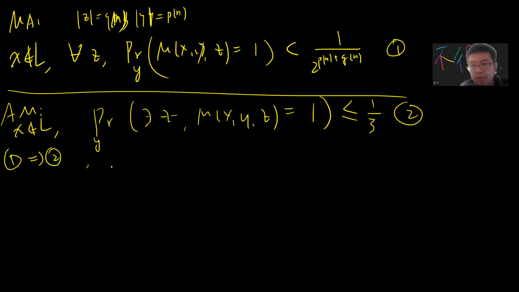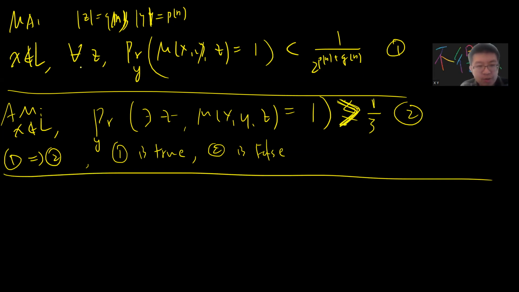Okay, so the proof is by contradiction. Let's say 1 is true and 2 is false. If 2 is false, it means that these guys are, let's say, greater than or equal to 1/3, and you will see that this is very simple, right? So hopefully the logic is obvious. Okay, so for every z, you fix z, right? There is a probability over y of this equals to y is less than or equal to this.